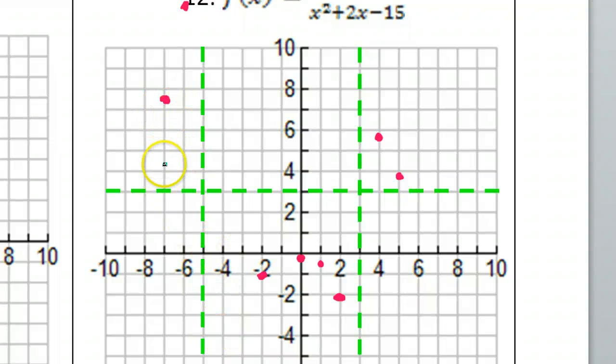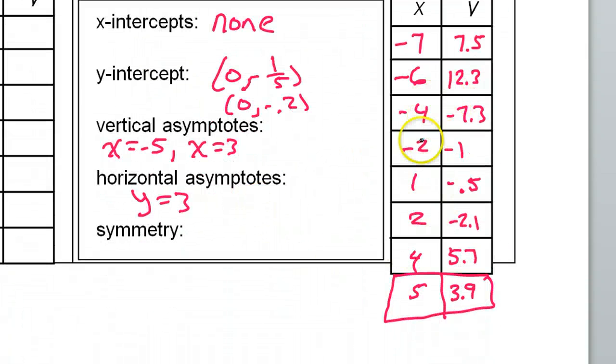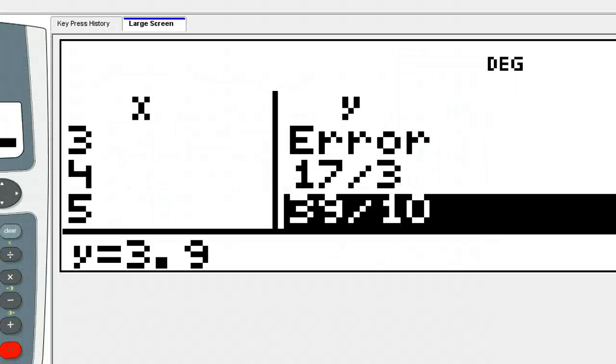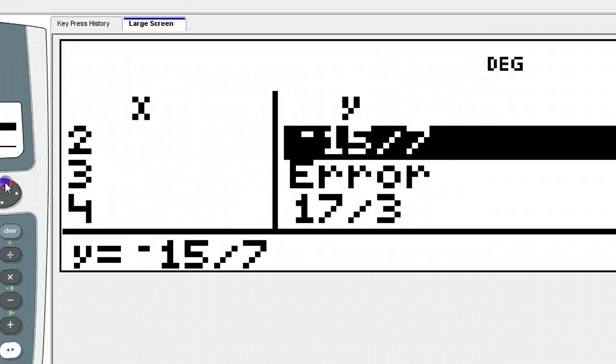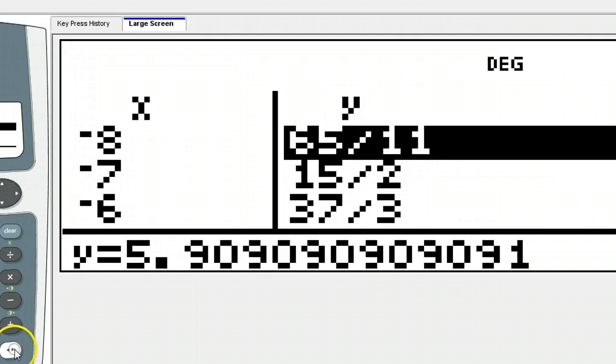So I think I might try -8 instead. Okay, because that one's so far off the table. Rather than putting it up here, I'll just stick it down here. So let's see what I get if I do -8. And I can just scroll to it. Alright, at -8, we're at 5.9.